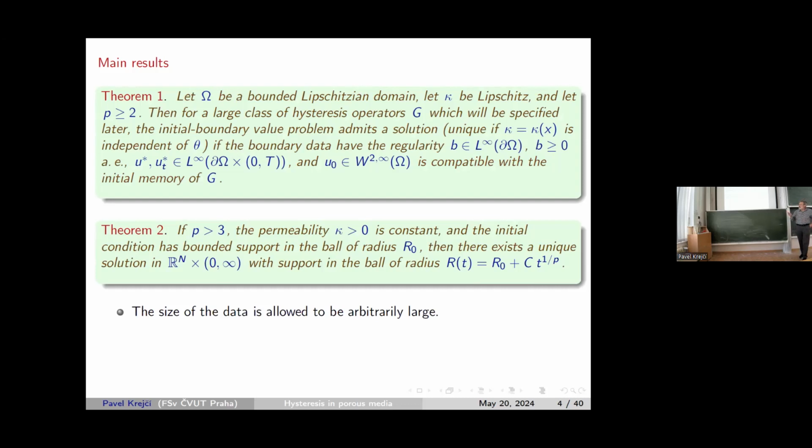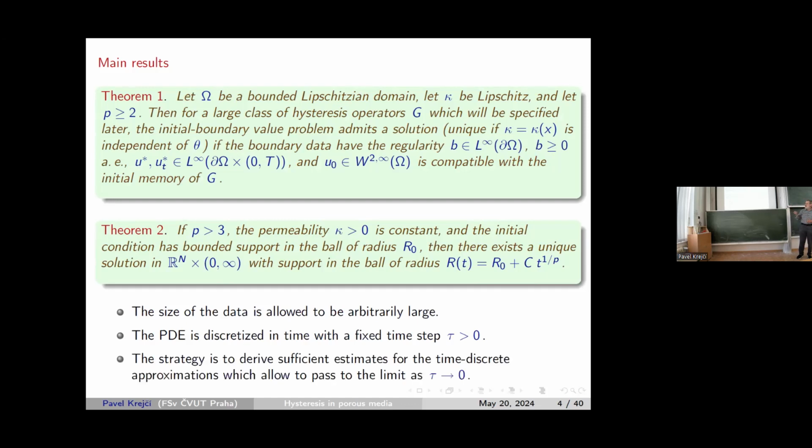Now, the size of the data can be arbitrary. We do not assume a restriction on the size of the data. The proof is carried out by time discretization of the PDE with the time step tau positive. And the strategy is to derive sufficient estimates for the time discrete approximations and let the time step converge to zero.